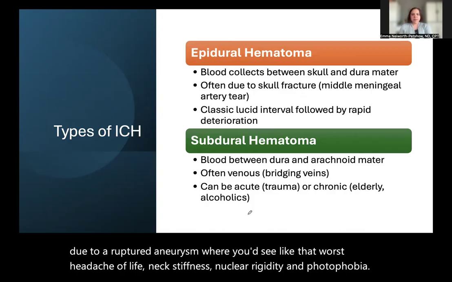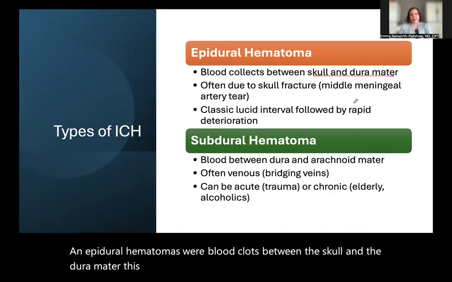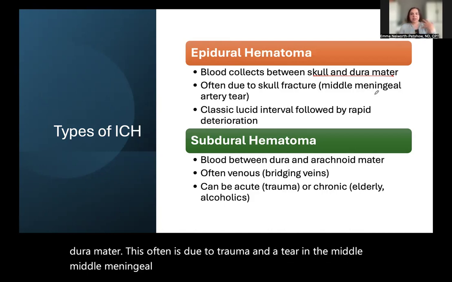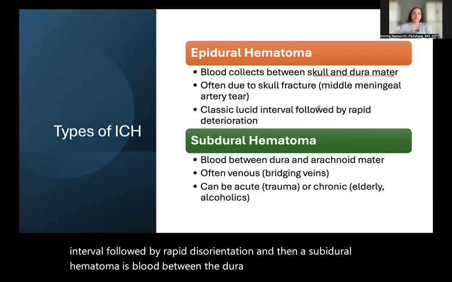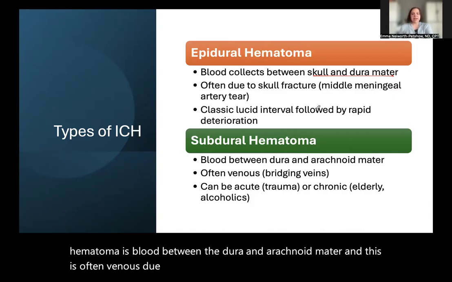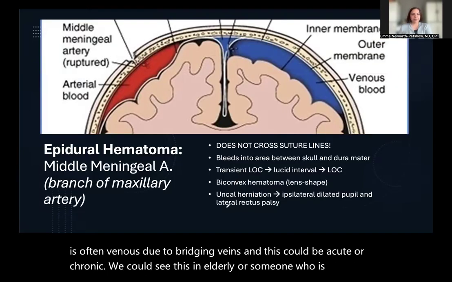An epidural hematoma is where blood collects between the skull and the dura mater. This often is due to trauma and a tear in the middle meningeal artery. And there's a classic lucid interval followed by rapid disorientation. And then a subdural hematoma is blood between the dura and arachnoid mater, and this is often venous due to bridging veins. And this could be acute or chronic. We could see this in the elderly or someone who is an alcoholic.